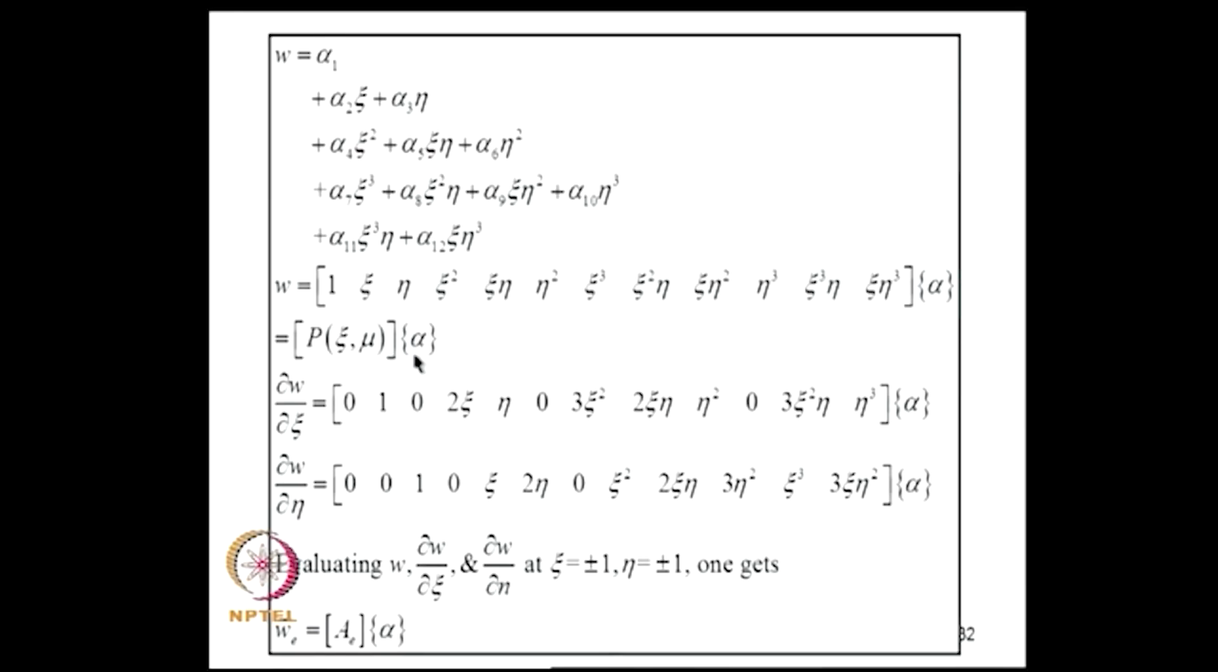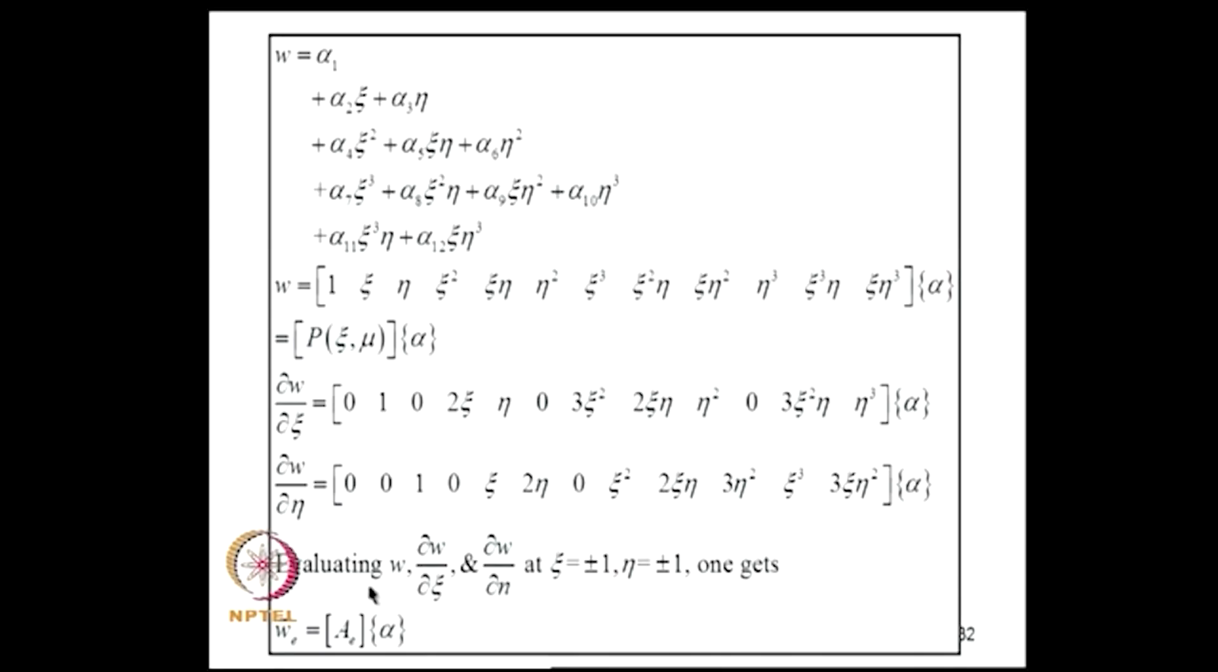Now I need to represent W, dou W by dou xi and dou W by dou eta. So I can differentiate this to get dou W by dou xi. I get this. You can quickly see that derivative of 1 is 0, of xi is 1, of eta is 0, of xi square is 2 xi, and so on. Similarly, dou W by dou eta is this. That means I am differentiating this with respect to eta. First two terms are 0, next is 1, 0, xi, 2 eta, and so on.